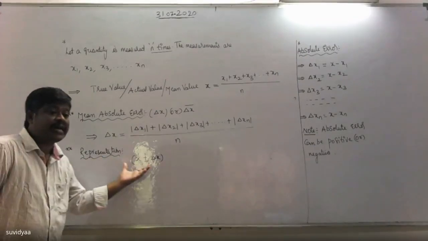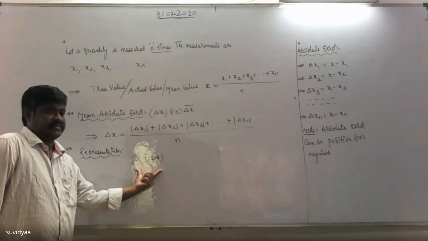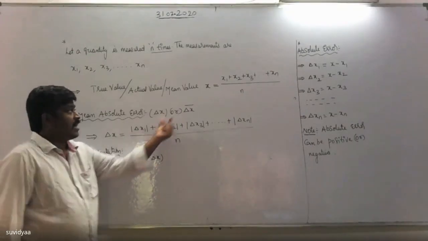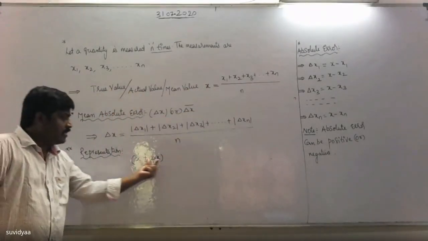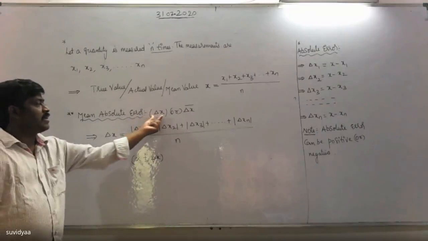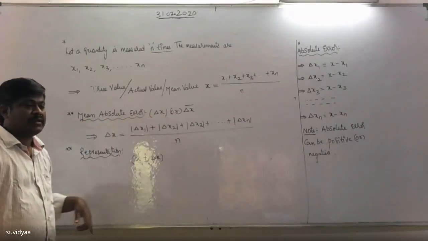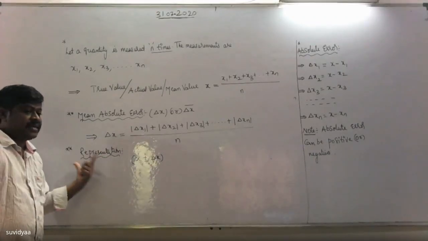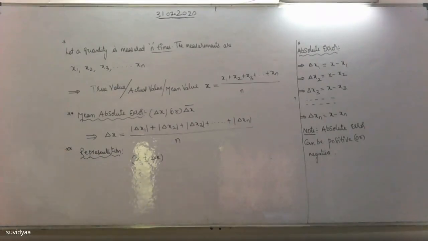So how to write the answer? You should write the answer like this. Understood? Simple. What is x? X is nothing but true value. What is delta x? Delta x is nothing but mean absolute error. So you should write like this. This is called representation. Copy. Everything is important.